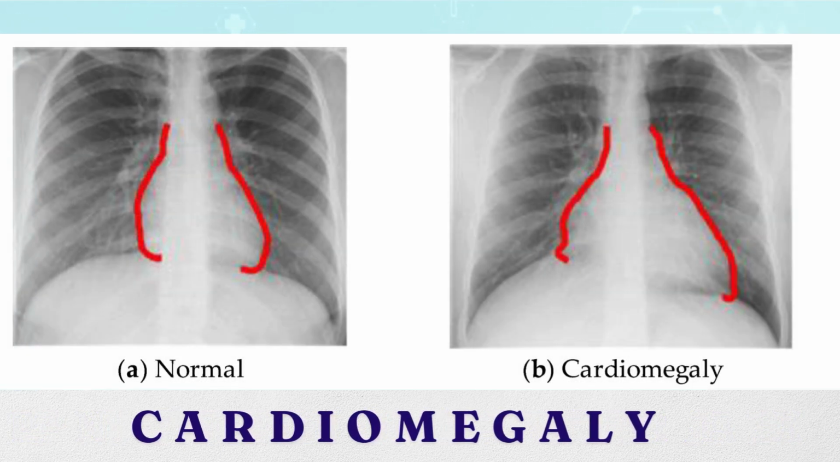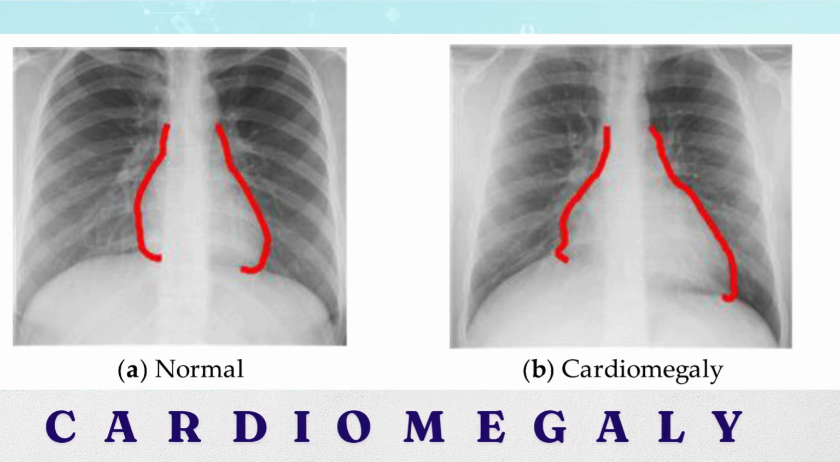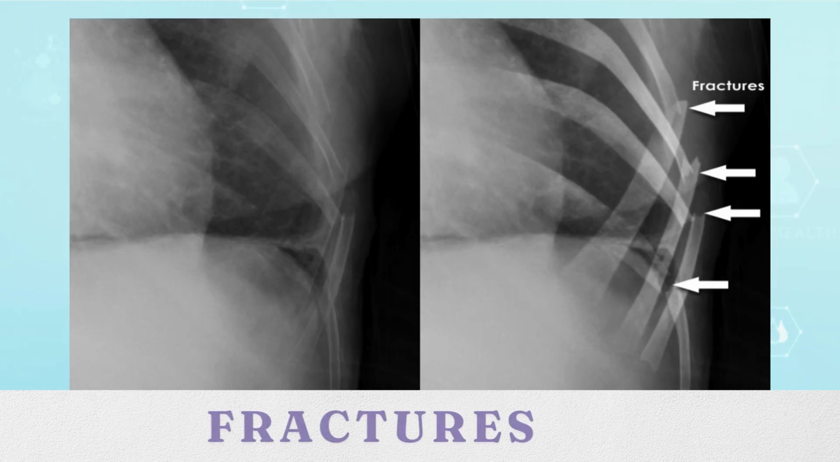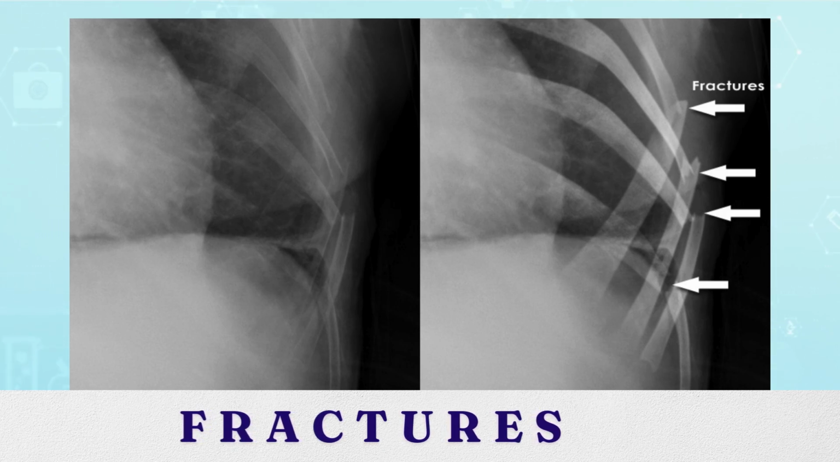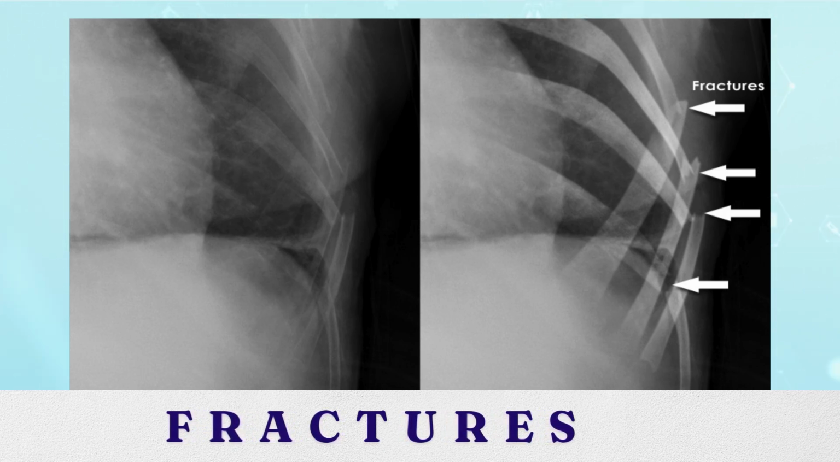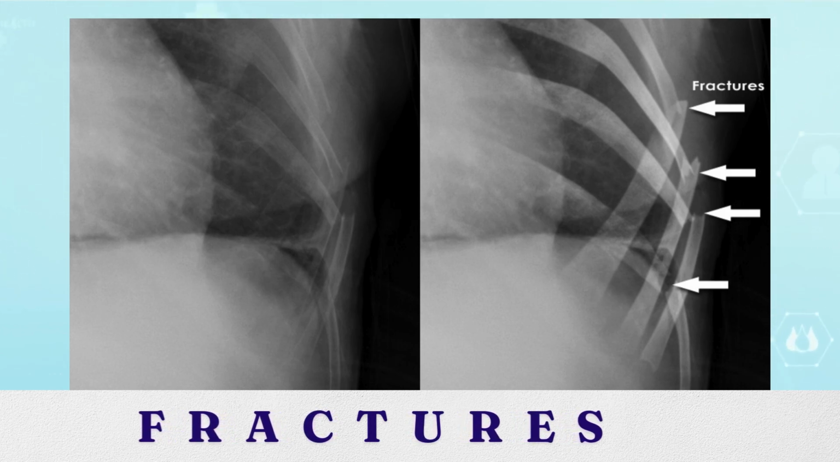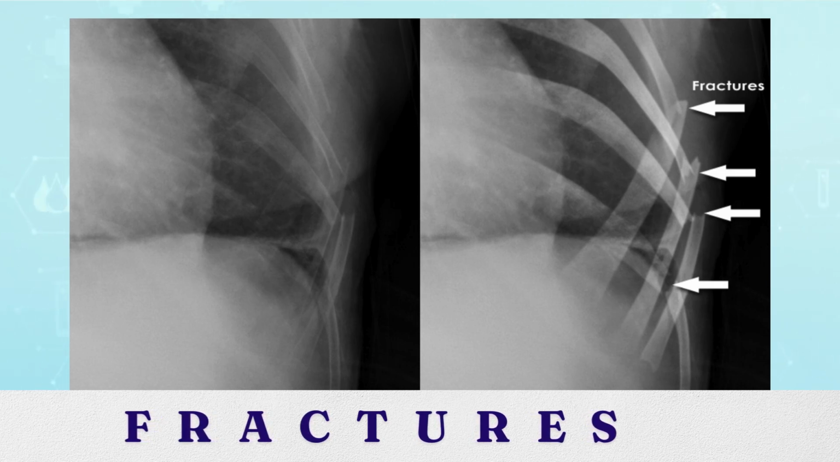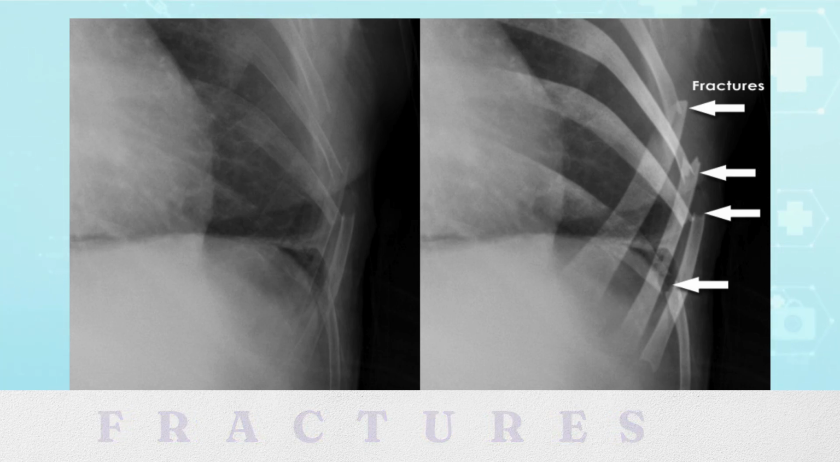Cardiomegaly. An enlarged heart may be seen with certain heart conditions like heart failure. Fractures. You may notice rib fractures, which can be subtle and easy to miss, so always zoom in on suspicious areas. Knowing what to look for is half the battle. Once you recognize these signs, you'll be able to pinpoint potential problems more efficiently.